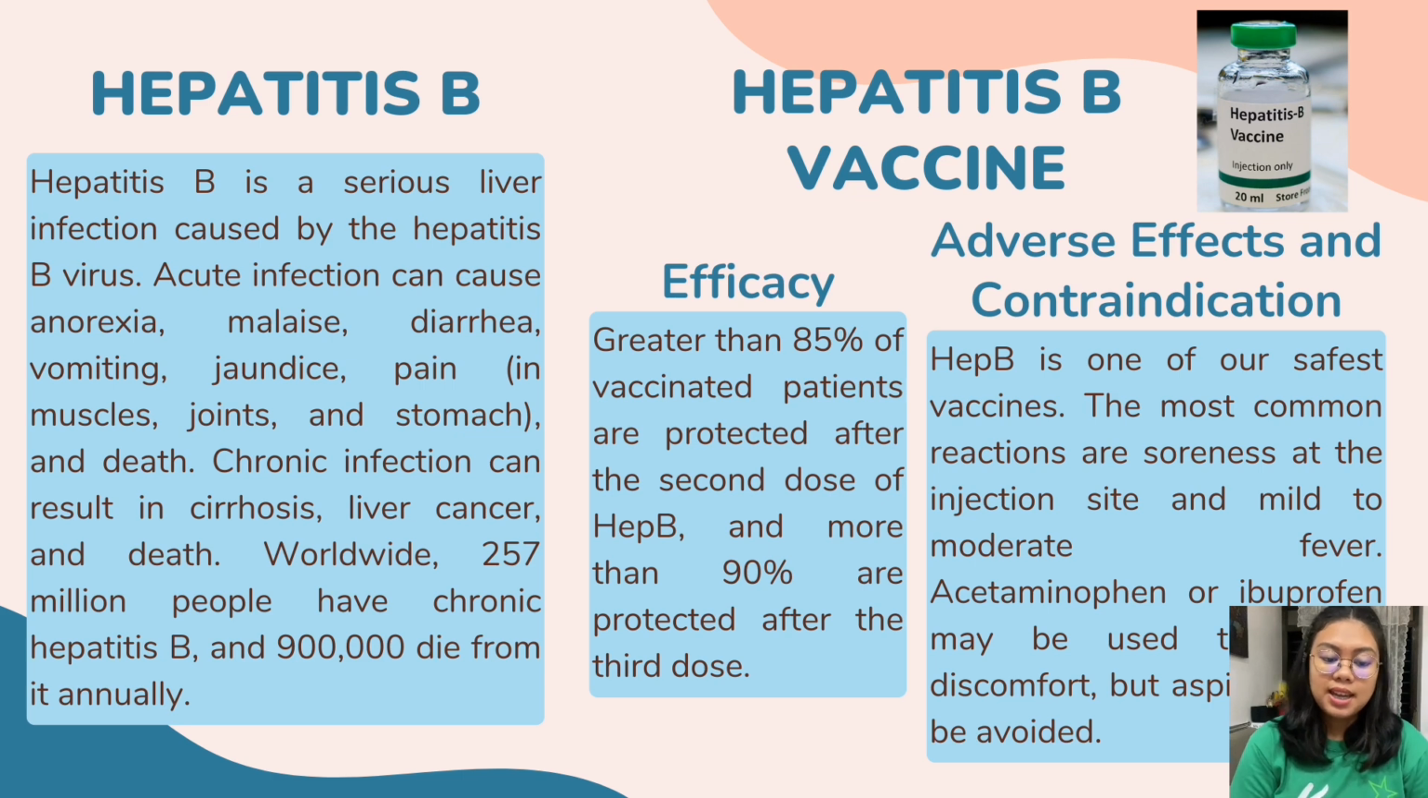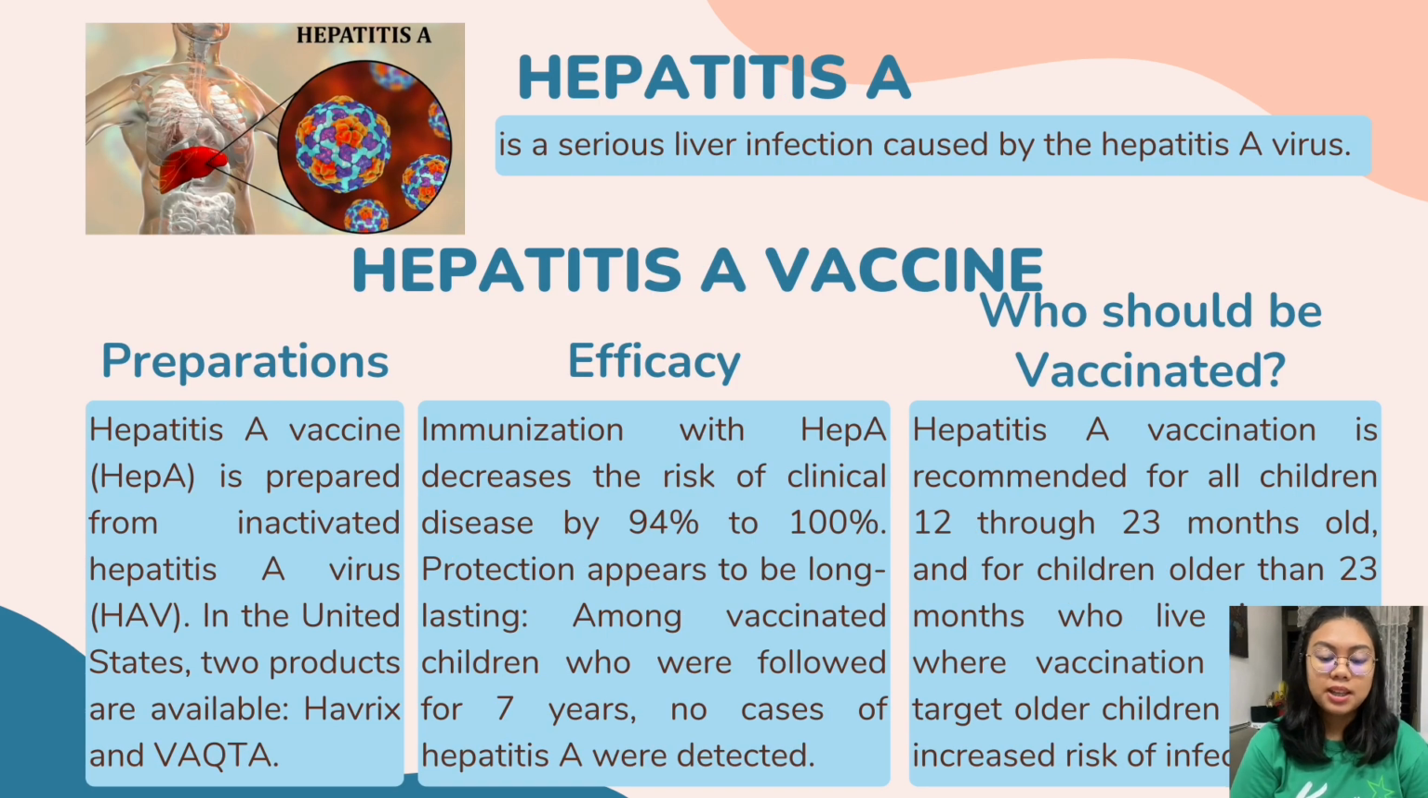For hepatitis A, it is a serious liver infection caused by the hepatitis A virus. For its vaccine, the preparation is made from inactivated Hep A virus. In the United States, two products are available: Havrix and Vaqta. As for efficacy, immunization with Hep A decreases the risk of clinical disease by 94% to 100%. Protection appears to be long-lasting.